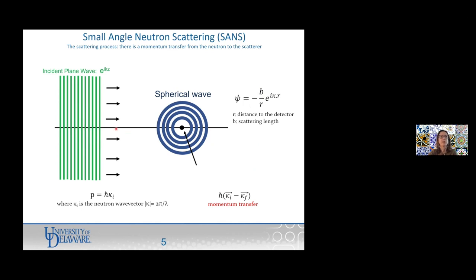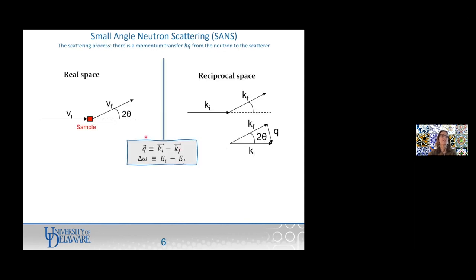When the neutron comes in, there'll be an interaction, and there'll also be a momentum transfer. So there'll be a change in the wave number that comes in. Let's look at this with a typical scattering triangle. In real space, you have the incoming neutron with some velocity coming in and then coming out at some angle. In this case, your sample is like your single nucleus. In reciprocal space, you have a wave vector coming in, and then there's a change in direction on the wave vector going out at a certain angle. The difference between these two vectors is what we call the scattering vector, or the momentum transfer vector, if you will. It measures basically the difference between these two vectors.